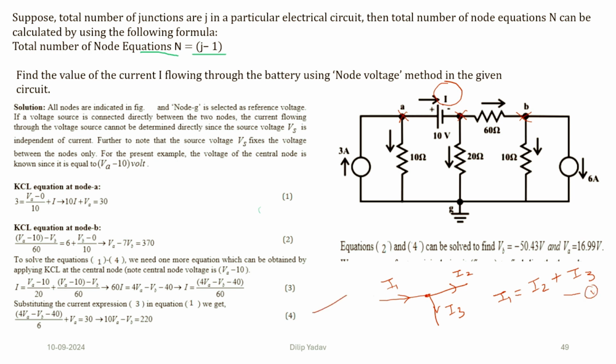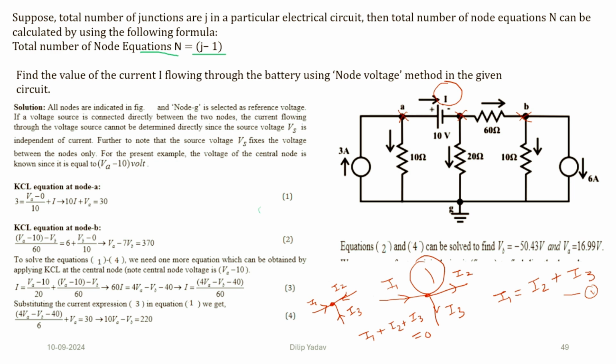We said that if it is I1 and the current is going inward, and this is I2 and this is I3, every current going inward, that means the sum of all the currents at this point should be equal to 0. I can take this convention also. That means the current was entering and it is split into two parts. So I will take this convention because for me it is simple.